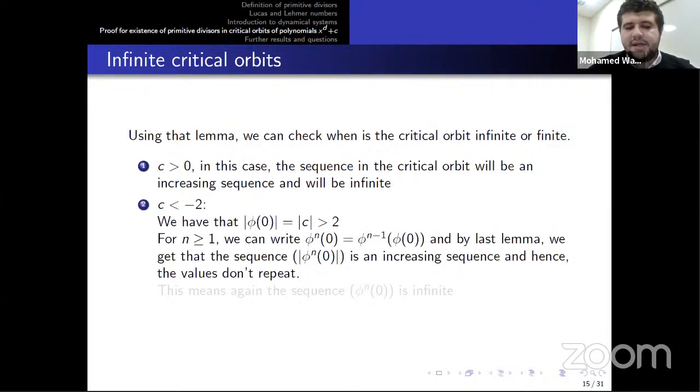For C less than -2, we can check the first iteration, phi of 0, this is C. So the absolute value of C, because C is less than -2, is strictly greater than 2. So now for n greater than 1, we can write the critical orbit to be the orbit of phi 0. And by the last lemma, we know it's strictly increasing. So again, since the sequence is strictly increasing, it doesn't repeat, so it's an infinite critical orbit.